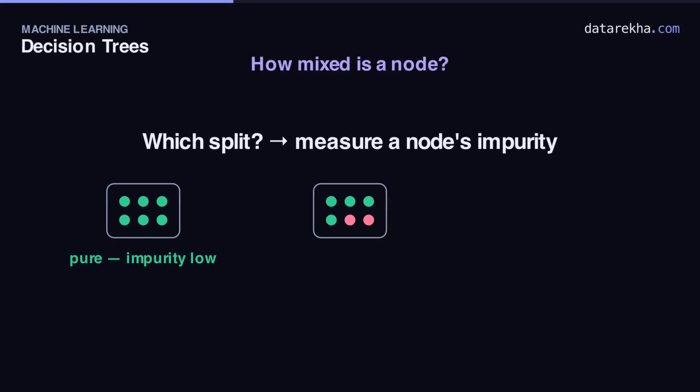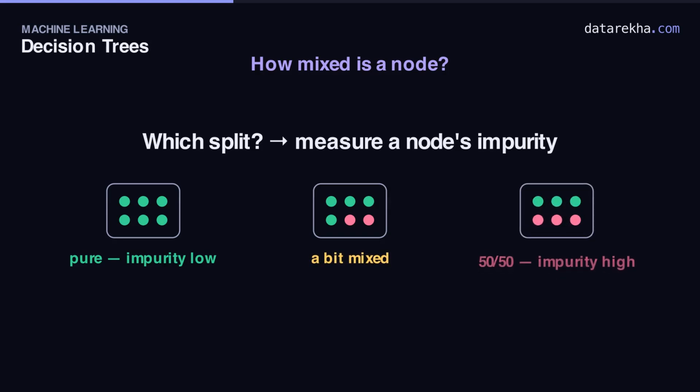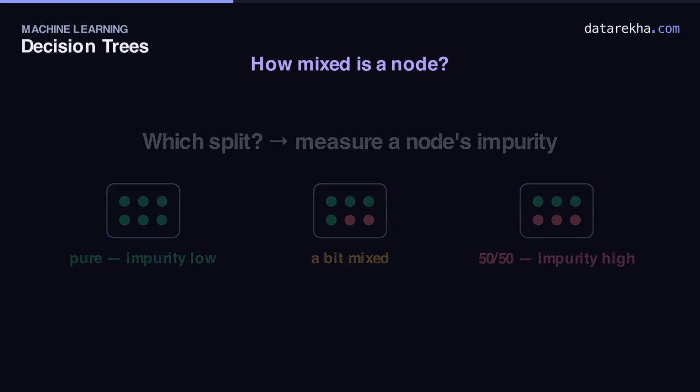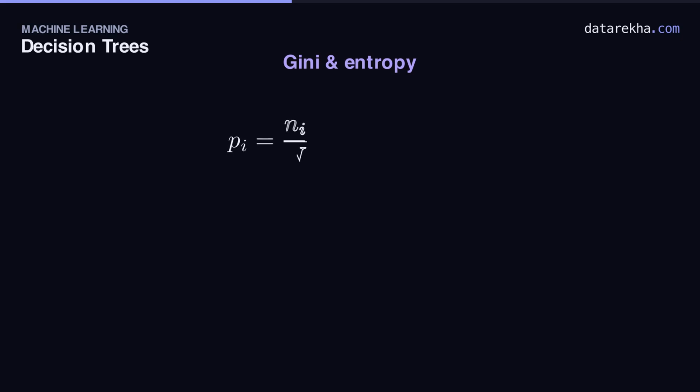The middle one leans one way, but is a little mixed. And the last is a perfect 50-50 split, the most uncertain a node can be. Impurity should be 0 on the left and largest on the right. Two formulas capture exactly that. Both start the same way.